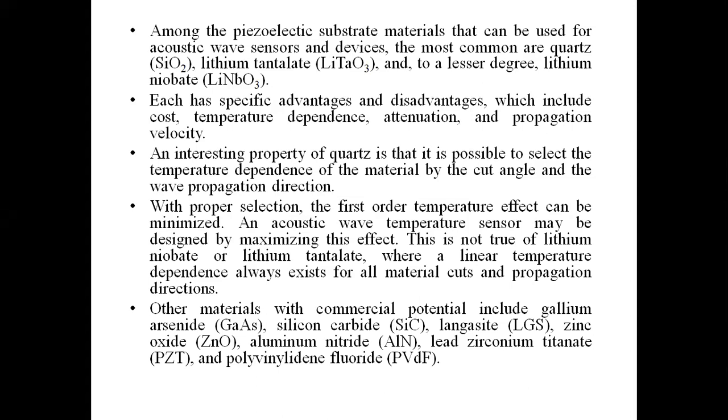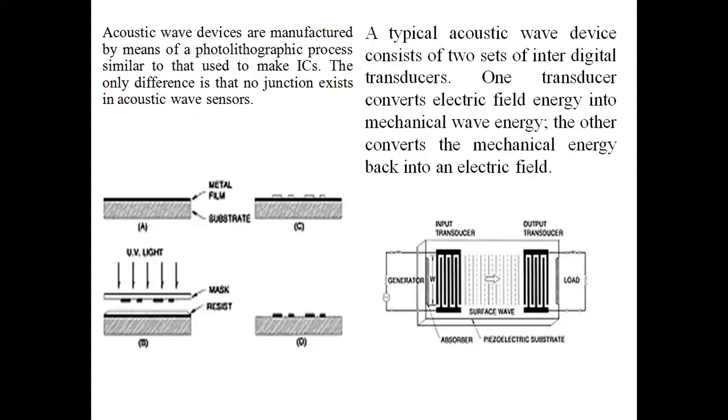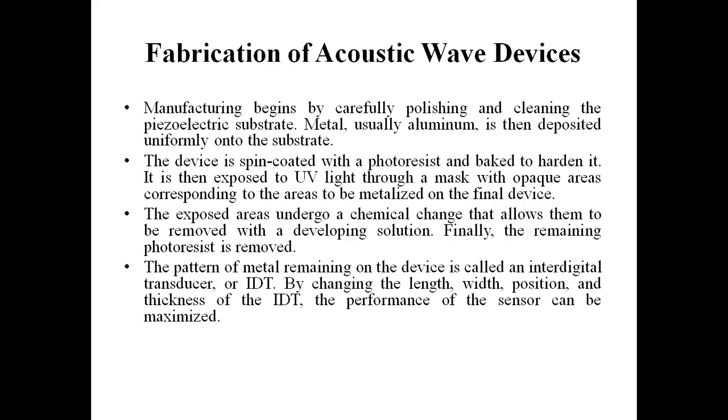Other materials with commercial potential include gallium arsenide, silicon carbide, langasite, zinc oxide, aluminum nitride, and lead zirconate titanate. Acoustic wave devices are manufactured by means of a photolithographic process similar to that used to make ICs. The only difference is that no junction exists in acoustic wave sensors. A typical acoustic wave device consists of two interdigital transducers. One transducer converts the electric field into mechanical waves and the other does the vice versa.